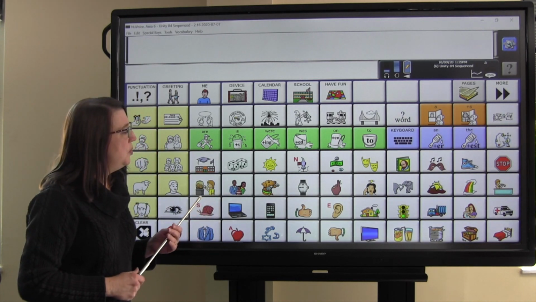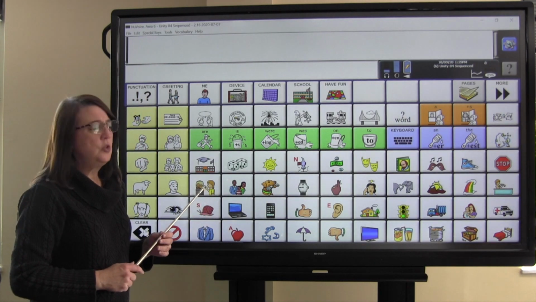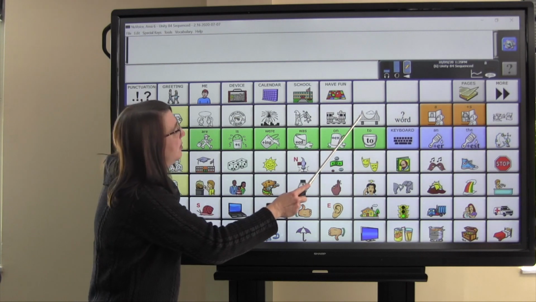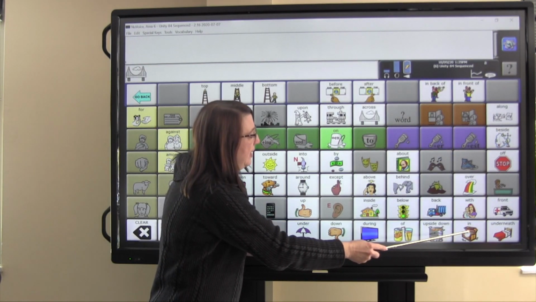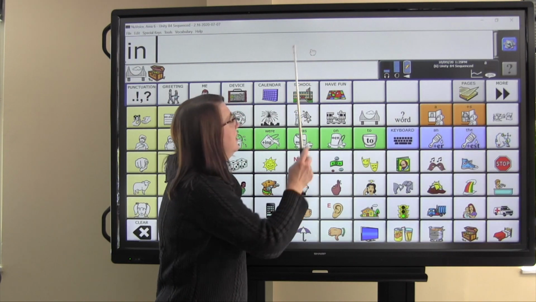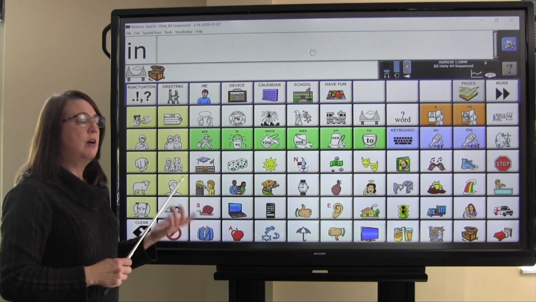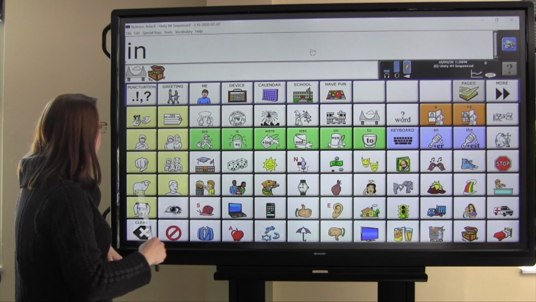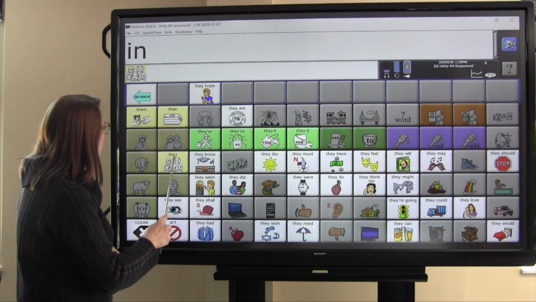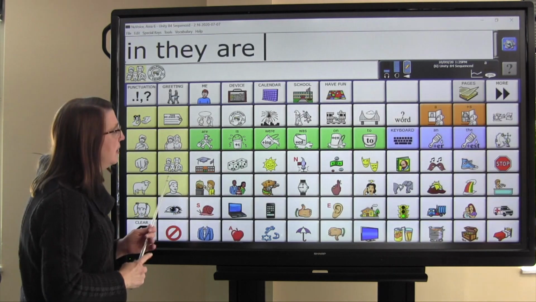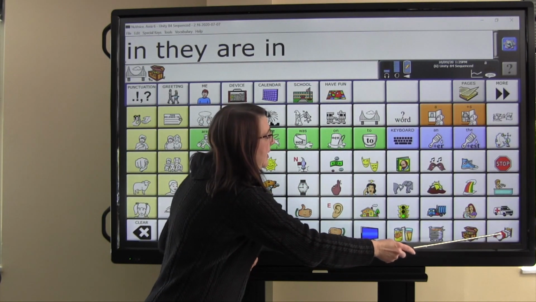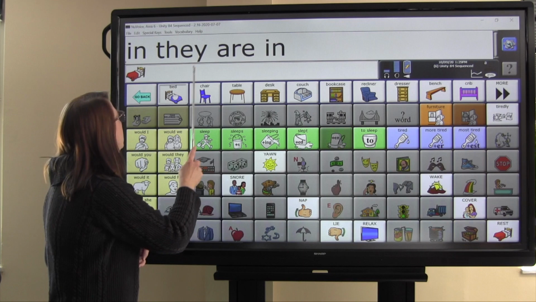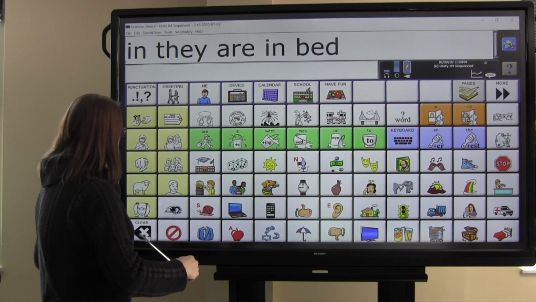And let's do another preposition. Let's do in, right? In and out. We can put things in our chest, right? In. Let's say they are in bed. They are in bed. They are in bed.